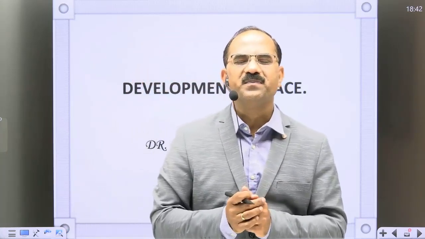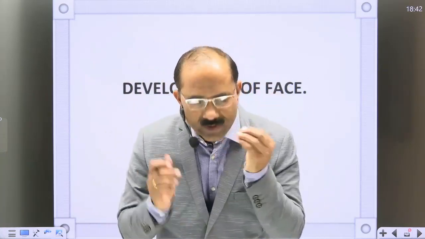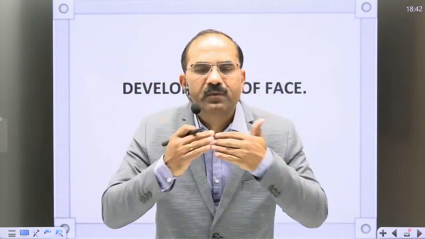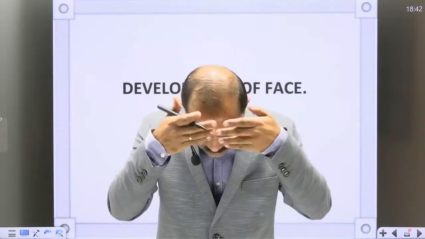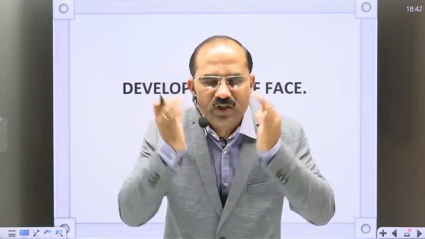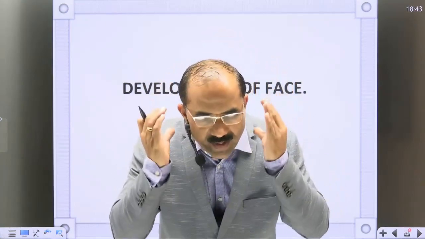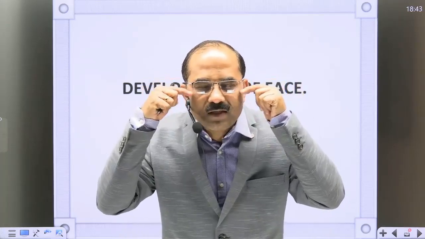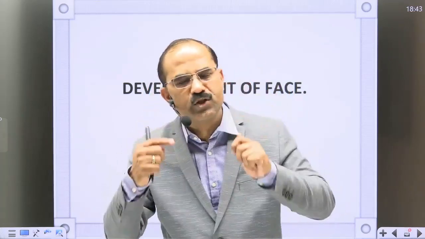Now students, in the last lecture I told you that's the mouth here. When the embryo is folded, that's the mouth. That's the developing brain, that's the developing heart. There's no neck. That's the neural tube, the brain. Now the first pharyngeal arch comes here. The first pharyngeal arch divides into two processes: two maxillary processes and two mandibular processes.